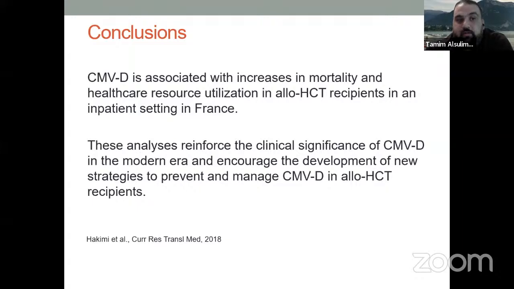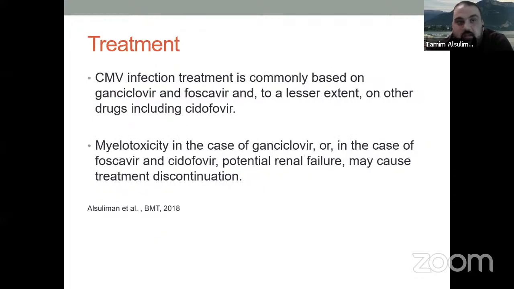As a conclusion, CMV disease is associated with increased mortality and health resource utilization in allo-HSCT patients in France, and we must encourage the detection and early management of this problem to enhance the quality of our services. I will go very quickly to talk a little bit about treatment.